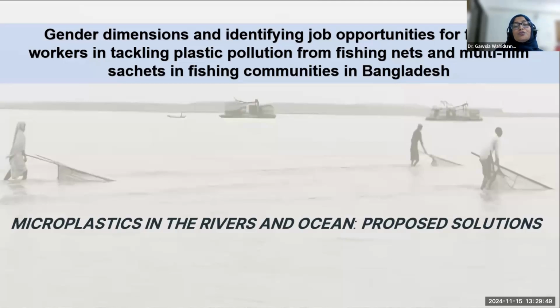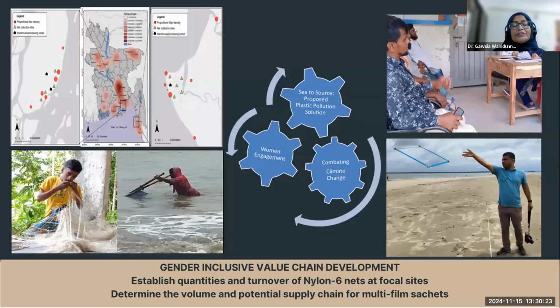This slide shows one of our World Bank funded projects, on the gender dimension and identifying job opportunities for female fishers who are tackling plastic pollution from fishing nets and multi-film sachets in fishing communities in Bangladesh. We reviewed about 114 papers, and we found Bangladeshi published papers showing that women are contributing a lot in the fisheries sector, especially in post-harvest activities.